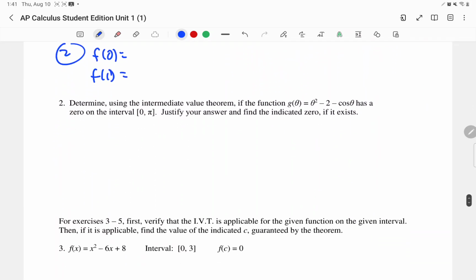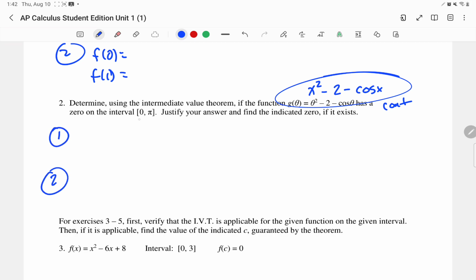Okay, so on number 2, we have theta squared. You could treat this as x squared, like x squared minus 2 minus cosine of x. Well, x squared minus 2 is a polynomial, always continuous, and cosine of x is always continuous. So this graph will be continuous everywhere. So for that first rule, it is continuous.